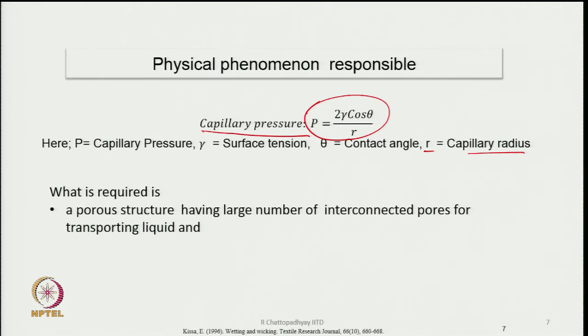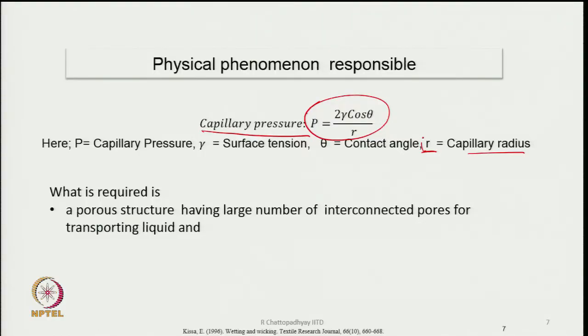Then comes the contact angle. Contact angle depends upon what fiber we have chosen. So, contact angle depends on the raw material chosen, and therefore, depending upon need, we can choose the raw material. The other thing is the value of r, that is the capillary radius. This capillary radius depends upon the way we have created the structure. Now, from fibers we can create all types of structure that you are familiar with. A yarn is also a fibrous structure, a spun yarn.